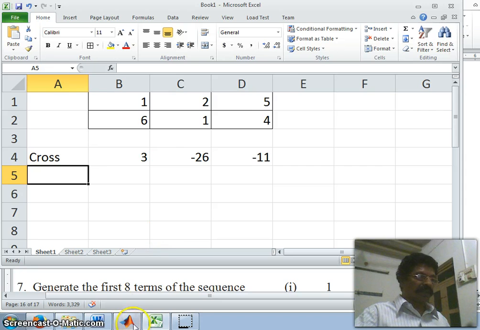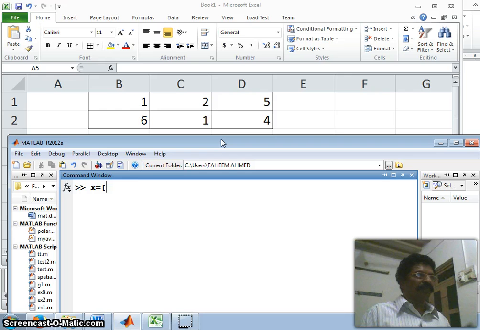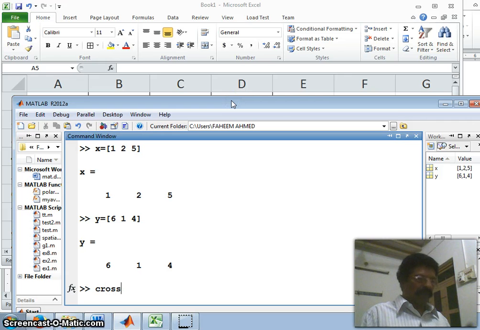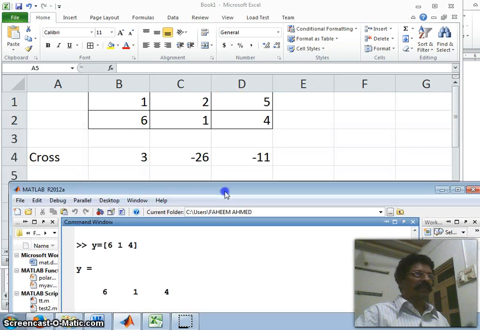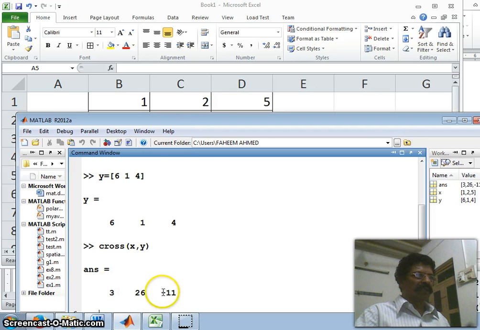Now let us cross check here. Let us take x as the vector (1, 2, 5) and y as the vector (6, 1, 4). Therefore, if I take the cross product of x comma y, I should get (3, -26, -11). So here I get the same value.